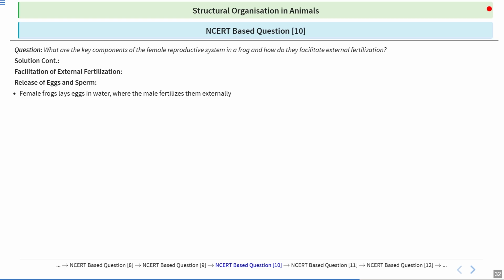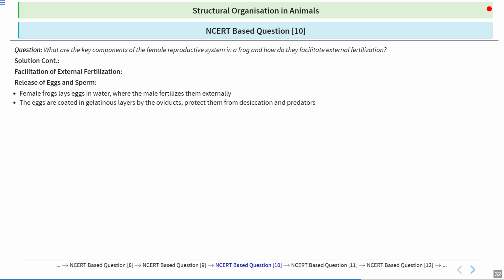So at the time of copulation, what happens? The male frog holds the female frog with the help of their nuptial pads, which are present on the first finger of the male frog, right? And that is also called copulatory pads. So at that time, what happens? The female lays eggs. At the same time, the male releases sperm over the egg, right? And this is occurring externally to the body. Means external fertilization is taking place here.